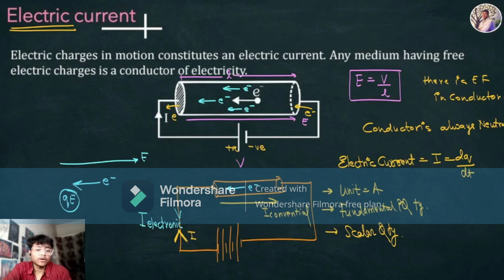So what is electric current? The rate of flow of charge is known as electric current. So it is equal to dq by dt.